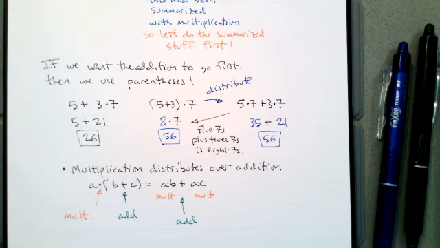So multiplication goes before addition. If I want the addition to go first, then I need to use parentheses. Multiplication distributes over addition. That's how we can remove parentheses if we have multiplication and addition. So we need to use parentheses to change up the order. If we want to reinterpret what the expression means, we can use the distributive property of multiplication over addition to remove parentheses.